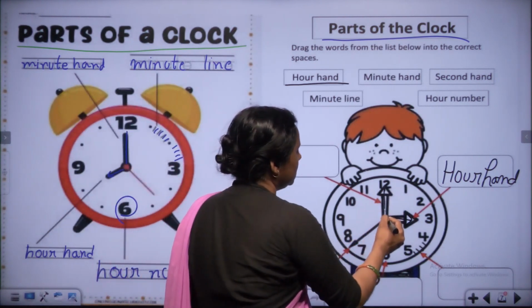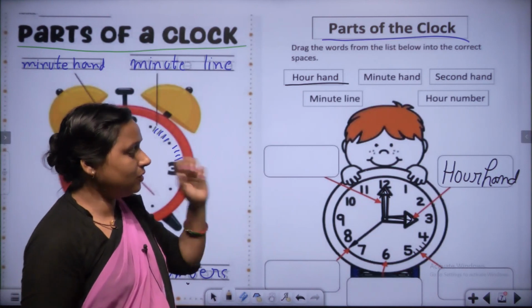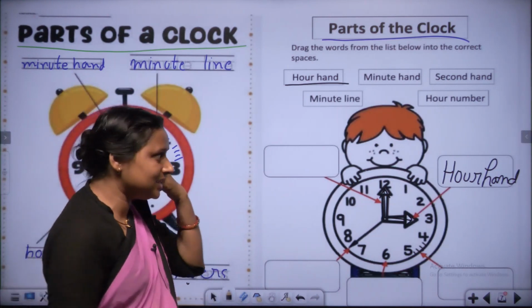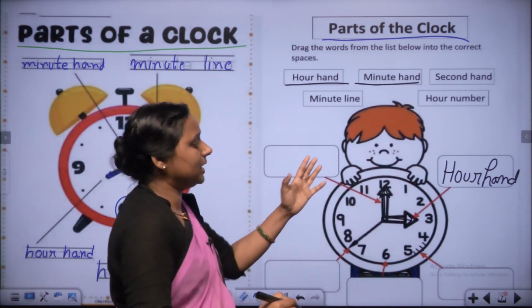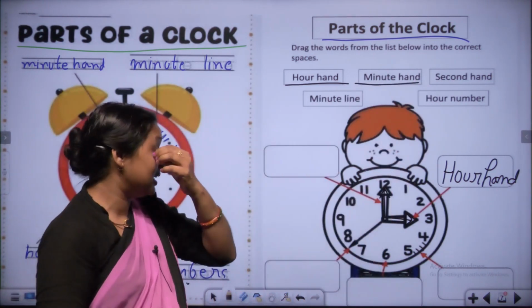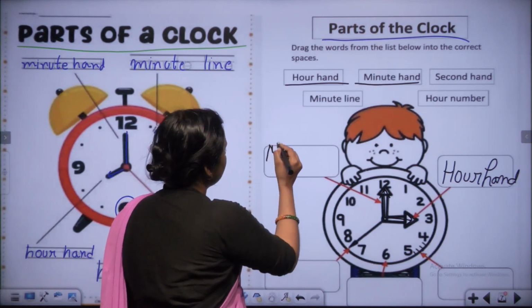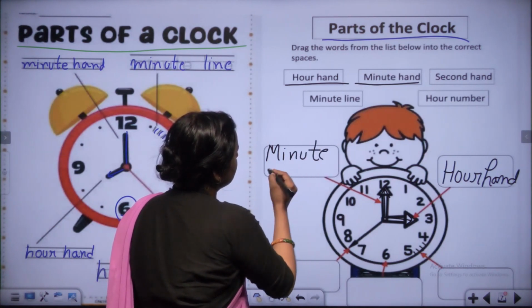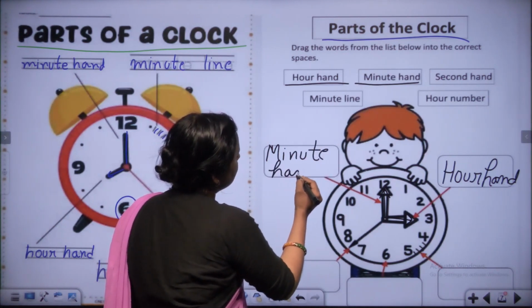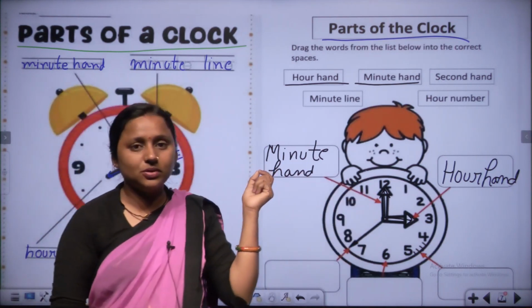And this one is long hand. Yes. Long hand. What do we say, children? Think. Yes. This is minute hand. जो बड़ा कांटा होता है उसको क्या कहते हैं? हाँ, minute hand. Spelling of minute hand. MINUTE. Minute. And hand, हाथ. HAND. Hand. ओके, घड़ी का बड़ा हाथ को क्या कहते हैं बच्चों?